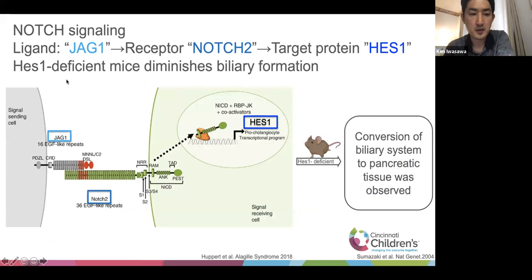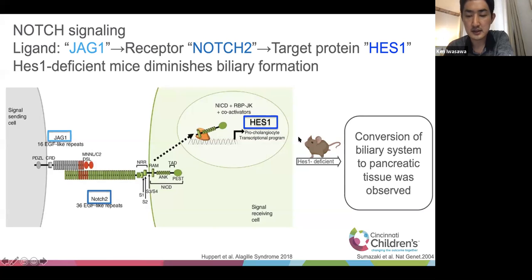So we know that Alagille syndrome patients have mutations a lot in JAG1 and also a few in Notch2. This JAG1 is, as you all know, the signaling ligand, and Notch2 are the receptors. And further downstream, a target protein that is produced from this signaling is a protein called HES1.